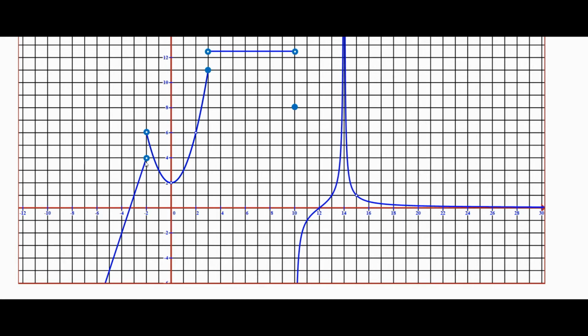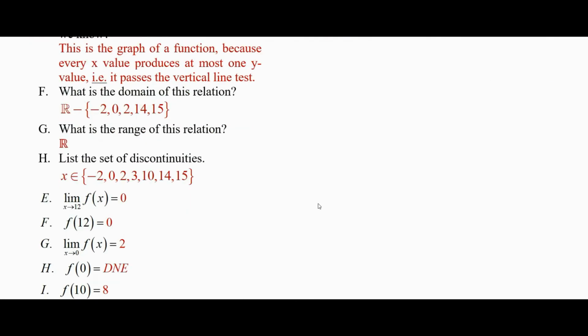Notice here when x is -2, there's no y value. There's no point on that vertical line. Same goes for when x is 0, when x is 2, 14, and 15. -2, 0, 2, 14, and 15. So it's all real numbers except for those values.